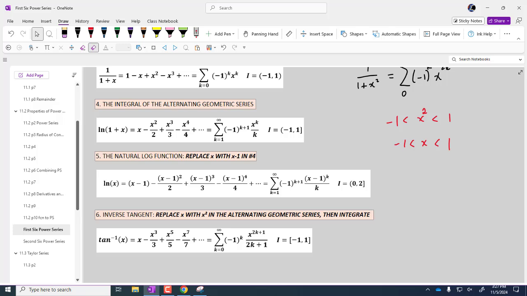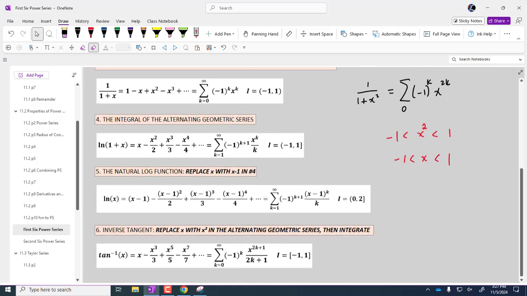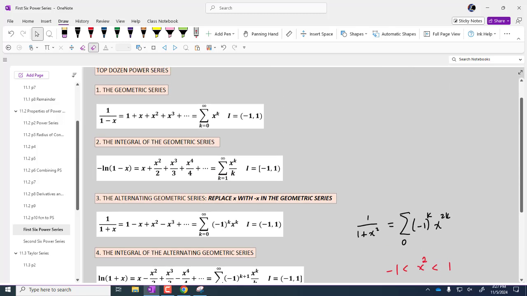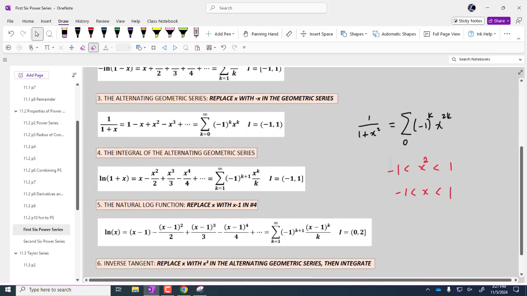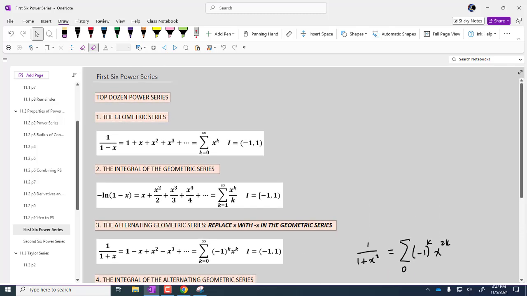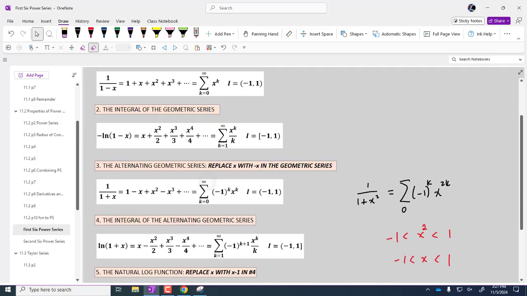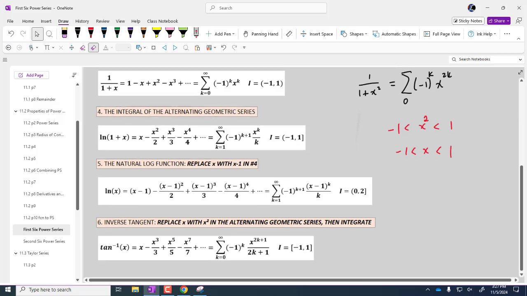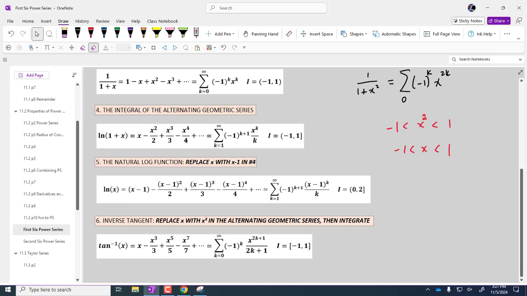Didn't we use alternating harmonic? We started with the harmonic, and then we went to the alternating harmonic, and then we made a replacement in the alternating harmonic, and then we did an integration. That's the harmonic. Did I say harmonic? You said harmonic. Or geometric. Geometric. Thank you. This one is geometric. This one is alternating geometric. And then we integrate the alternating geometric after we replace x with x squared.